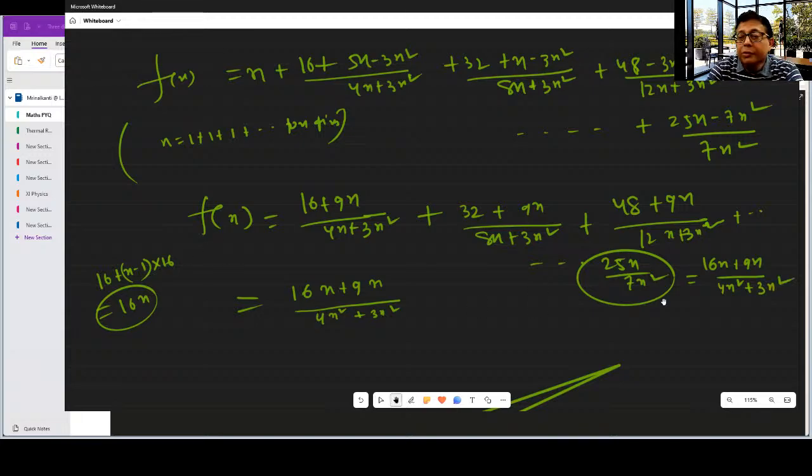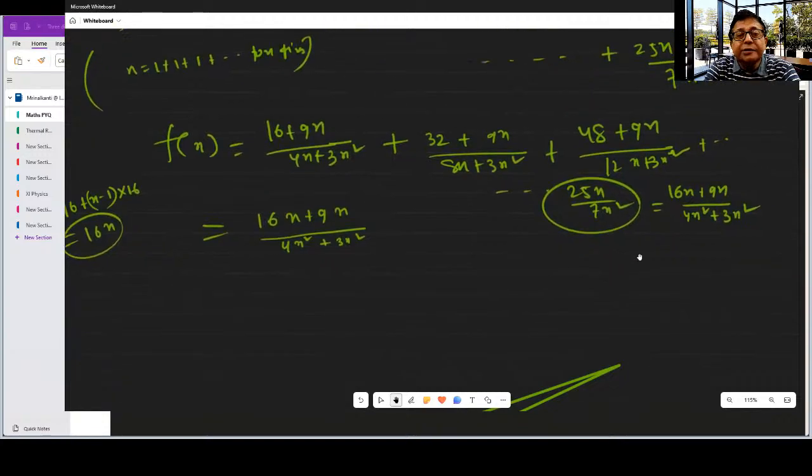Done? So which one is changing here? Look at the bold ones. Which one is changing? 16's coefficient. Isn't it?